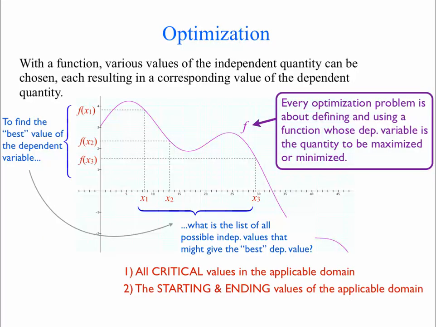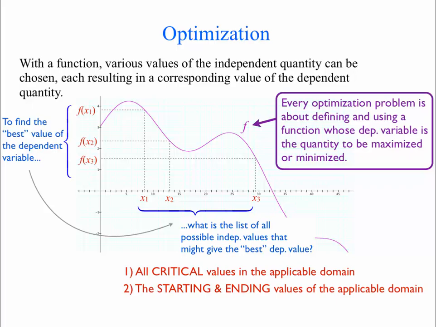It's all about this function f, right? And what is it about f? The dependent variable of f is the quantity we're trying to make the biggest or the smallest. And so half the problem, you'll be taking the information and building the function f. And then the second half of the problem, you'll be using f like this. You'll be getting your list of candidates for the independent variable that are going to give you the possibilities for the largest or smallest value of f. So the first half of the problem is creating f. The second half is using f to find its greatest or least value in the applicable domain.